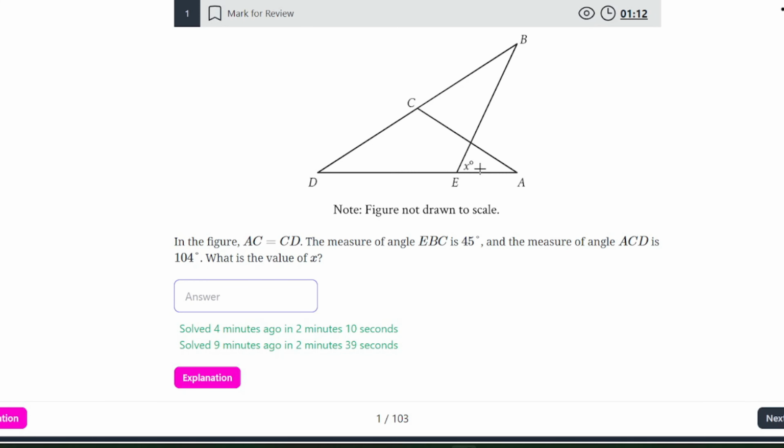Alright, so here is a completion of a bunch of hard geometry questions. Without further ado, let's get right into it.